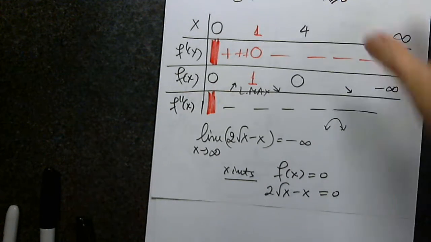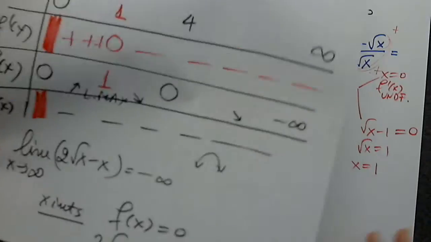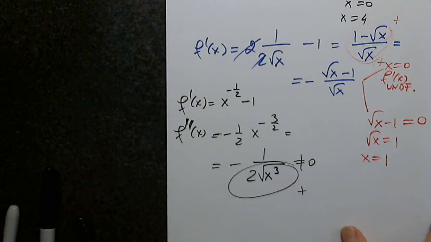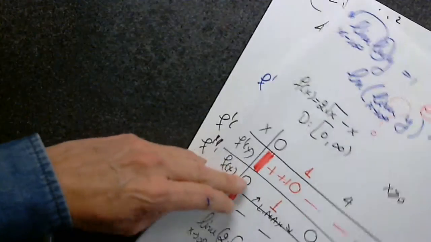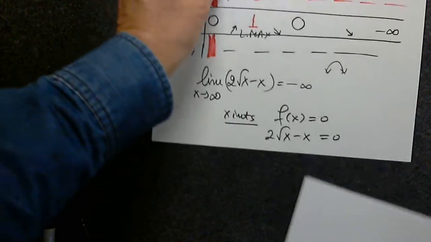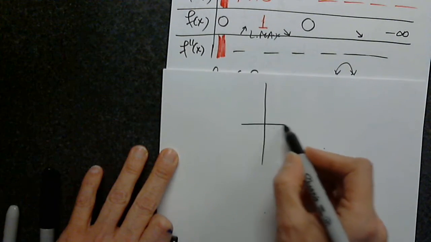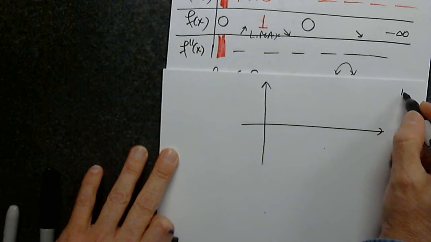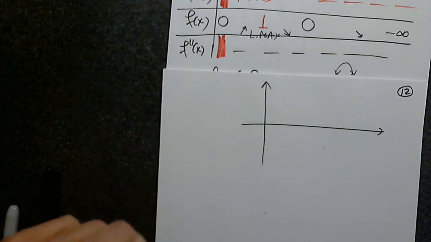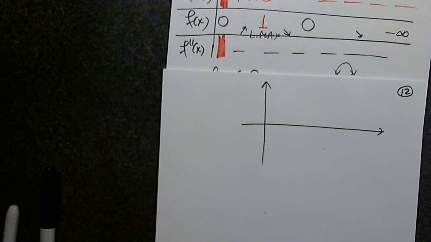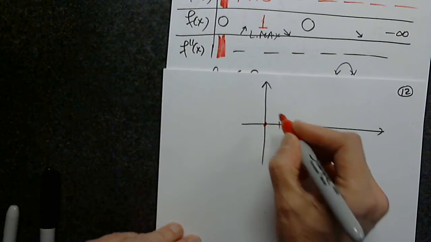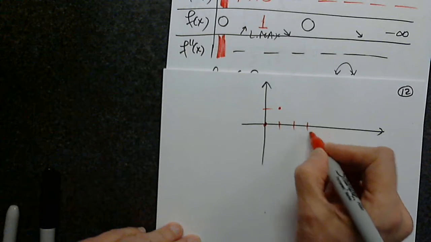So now I'm ready to graph this function. Any questions before we continue? So overall, not a difficult situation, but I wouldn't say that's super trivial either, right? So let's graph the function. So I will plot 0, 0. I will plot 1, 1, 2, 3, 4.